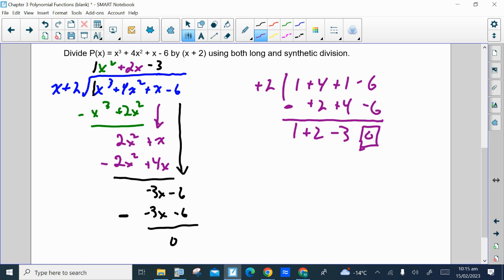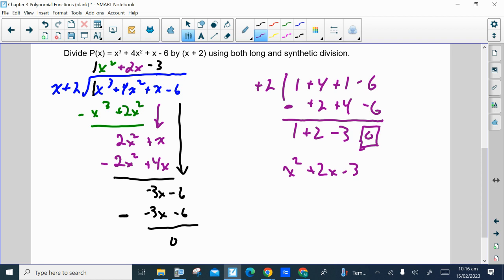And those three numbers in front represent the coefficients of the answer. In this case, we divided a third degree polynomial by a first degree. We divided an x cubed by an x. That'll give us an x squared. That's the degree of the answer. It's 1x squared plus 2x minus 3. There's synthetic division. Much simpler, much shorter. It only involves the coefficients. It does not involve any variables.